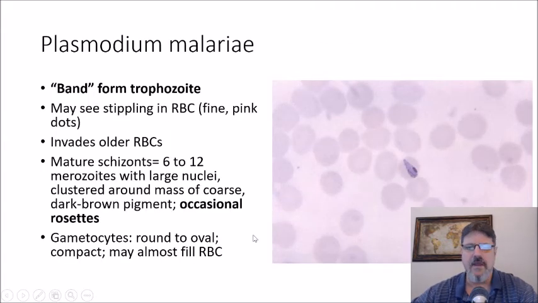Plasmodium malariae. I guess the most classic appearance on a blood smear would be the band form trophozoite stage. And you can see how this one in the photograph just stretches across the RBC. Now you may see stippling in the RBC, these fine pink dots. Plasmodium malariae also invades older RBCs. The mature schizont has about 6 to 12 merozoites, and occasionally they will appear in a rosette formation. And if there are gametocytes, they are round to oval, compact, and almost fill the RBC.